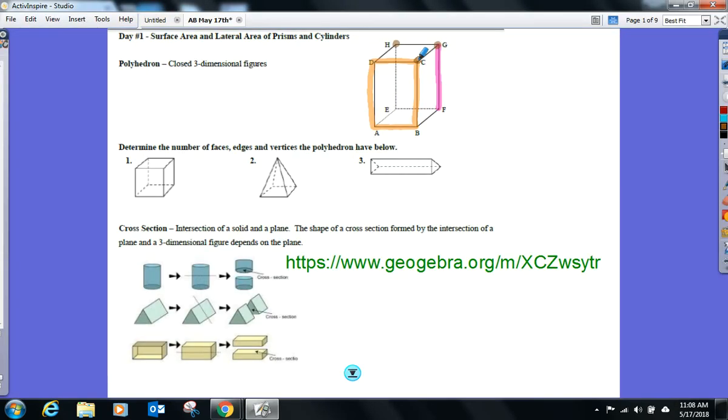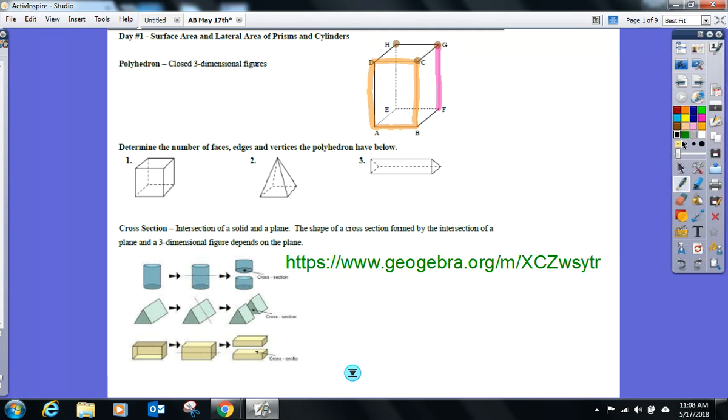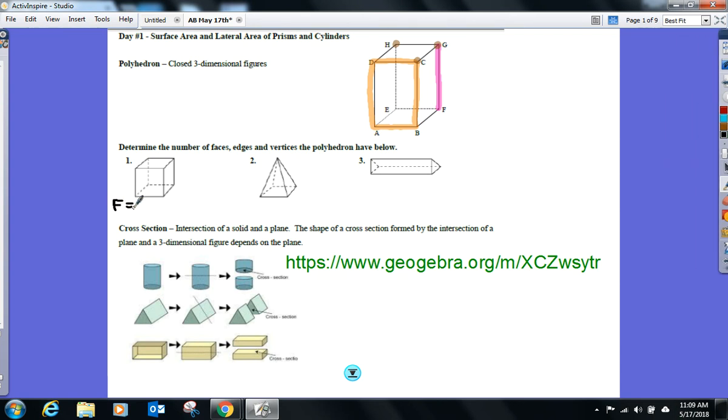So what I did up here is I created three polyhedrons, and what I would like you to do is, can you identify how many faces, how many edges, and how many vertices? All right, so let's do this first one together. How many faces are on that first polyhedron? Everyone agree? They got a top, bottom, front, back, left, and right. There's 6 of them.